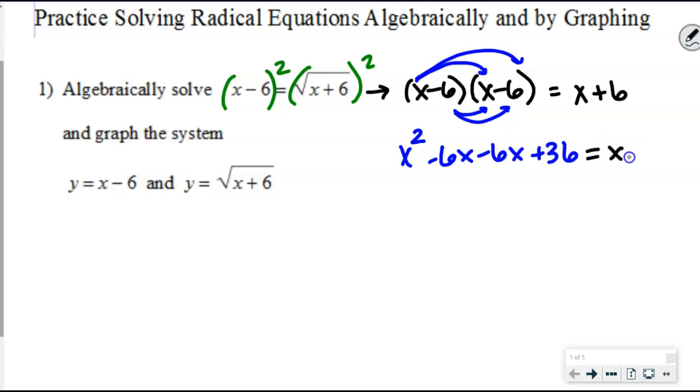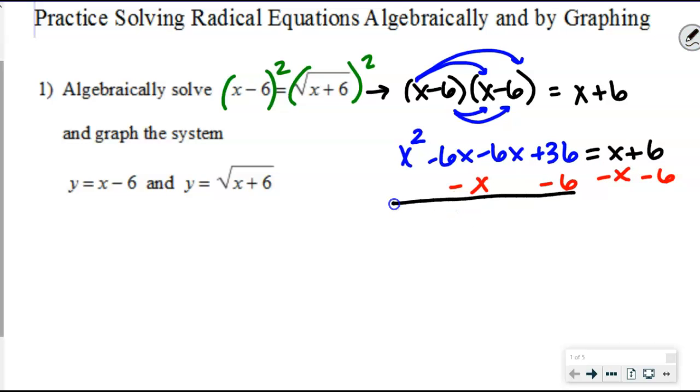So typically these questions produced quadratics when they were really tricky, and that's what we have going on here. So for our quadratic equation, you can use whatever method you want to solve, but we saw in our previous lesson that they typically factored very nicely. So I'm going to move everything over to the left side. I'm going to subtract the x over. I'm also going to subtract the 6 over.